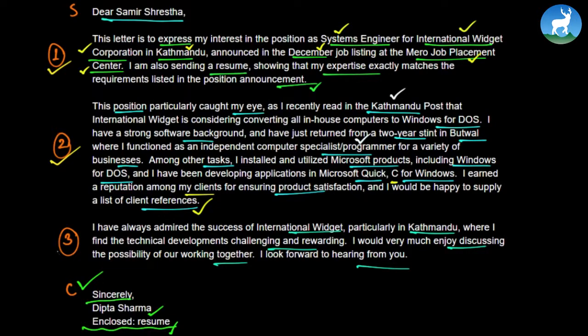And in the final paragraph, he praises the International Wizard Company, particularly in Kathmandu, because he finds that working in Kathmandu, especially in the field of software development, he finds it challenging and rewarding. So he's trying to praise them for their work, right? Now, finally, he wants to look forward to hear from the hiring person, and he wants to meet him and discuss the possibility of working together. Finally, he closes the application.